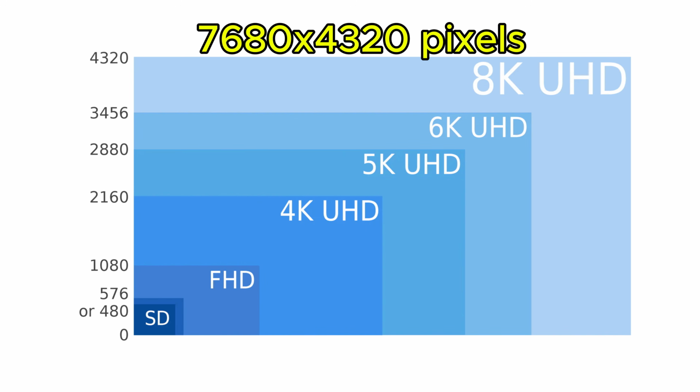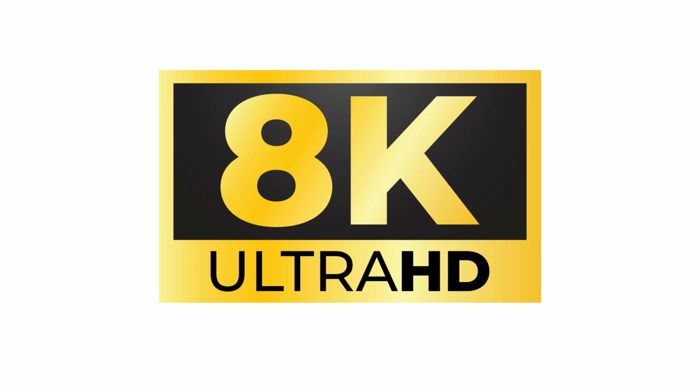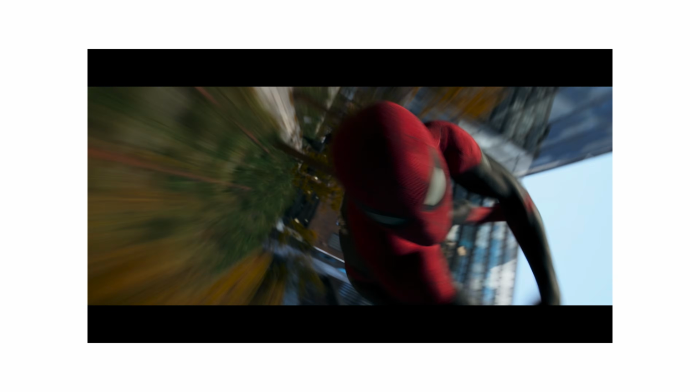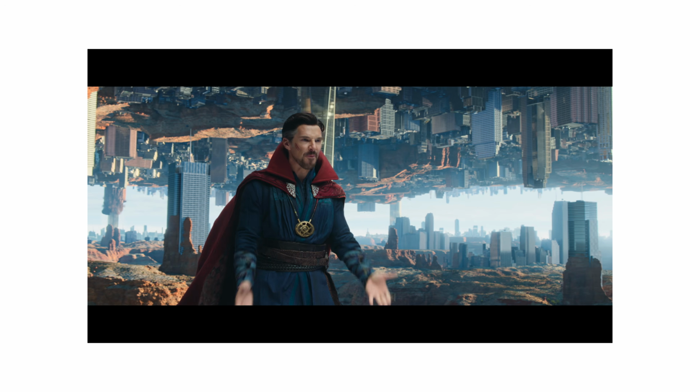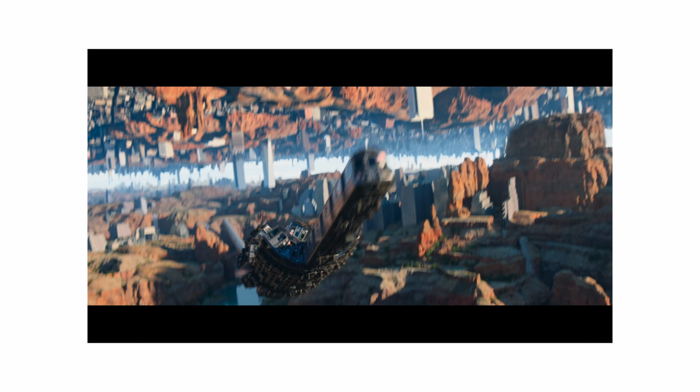8K. 7680x4320 pixels is a cutting-edge resolution that unleashes a massive 33 million pixels, quadrupling the clarity of 4K. This astronomical pixel density makes the underlying digital grid entirely invisible to the human eye, even when standing directly in front of a massive 100-inch television.